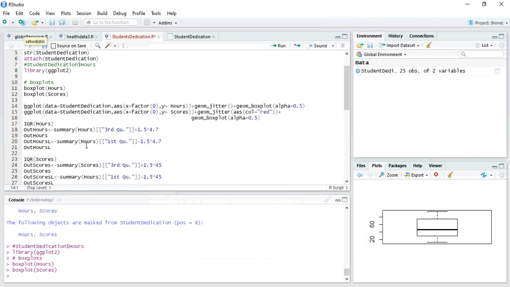Okay. Now, once we have done this, we want to see a little better graph.